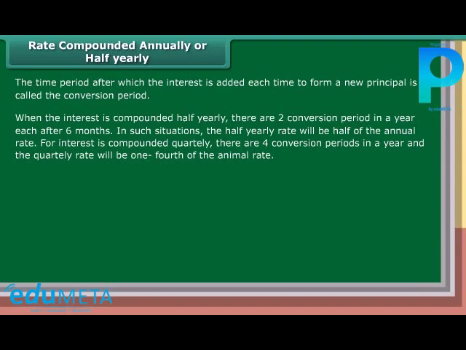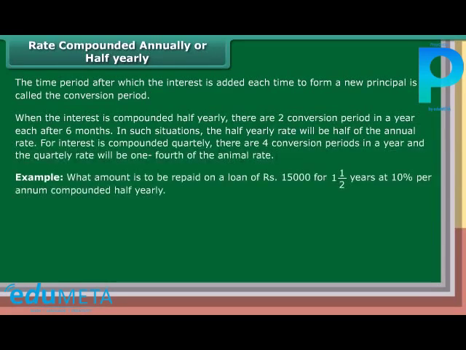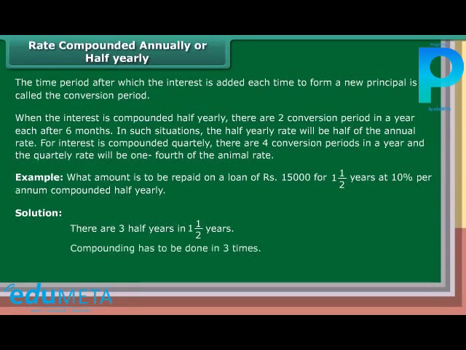Example: What amount is to be repaid on a loan of ₹15,000 in 1.5 years at 10% per annum compounded half-yearly? Solution: There are 3 half-years in 1.5 years. Compounding has to be done 3 times. Rate of interest is half of 10%, which is 5% half-yearly.